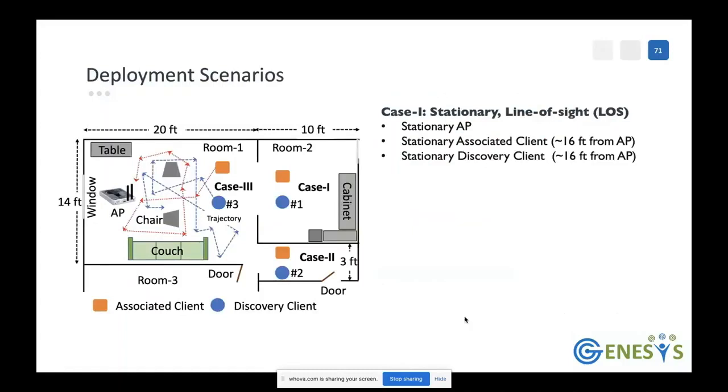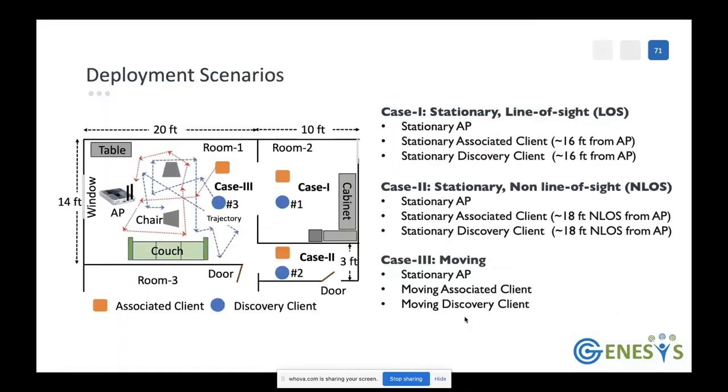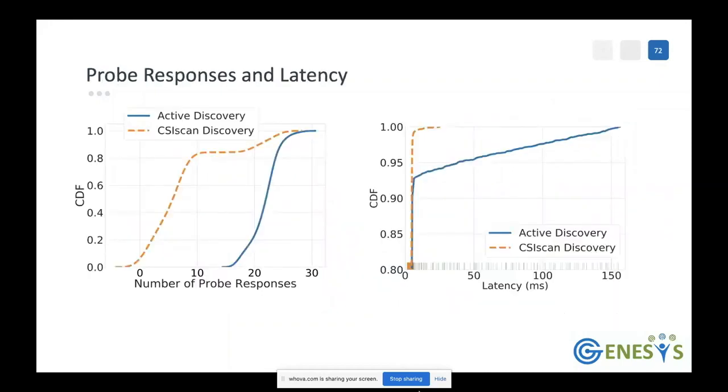This was our deployment scenario. We considered three cases, where in the first case we had a stationary, line of sight associated as well as discovery client. In the second case, our clients were non line of sight from the AP. And for the third case, we wanted to evaluate a realistic scenario where both the clients were moving. So this is our evaluation.